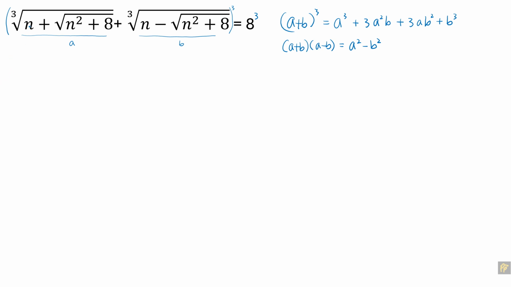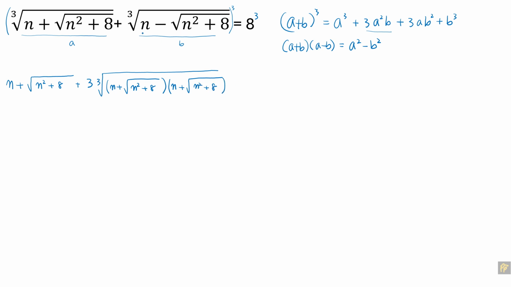So the first term, when you cube it, we have n plus square root of n squared plus 8, plus 3 times the third root of n plus square root of n squared plus 8. We have a square, so we are going to have another one, n plus square root of n squared plus 8. Then followed by b, which is n minus square root of n squared plus 8.